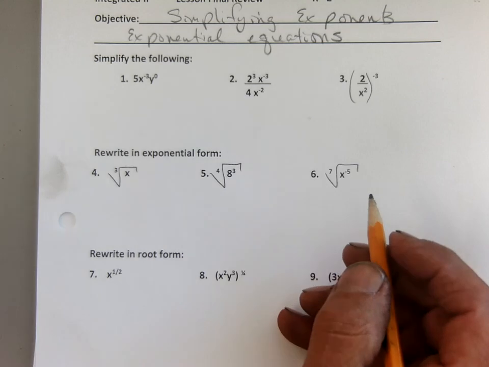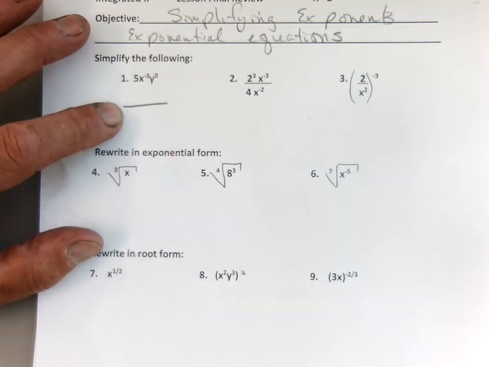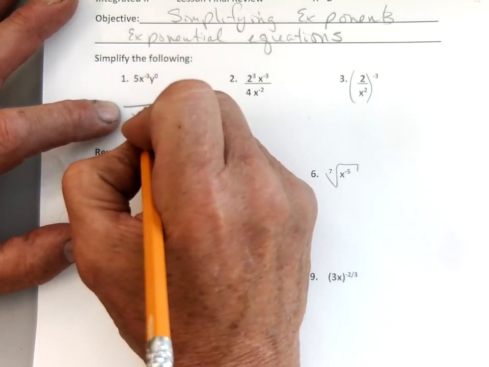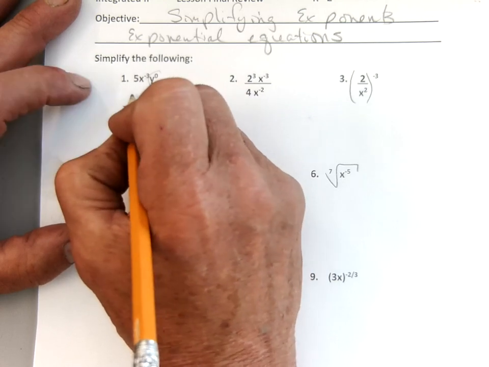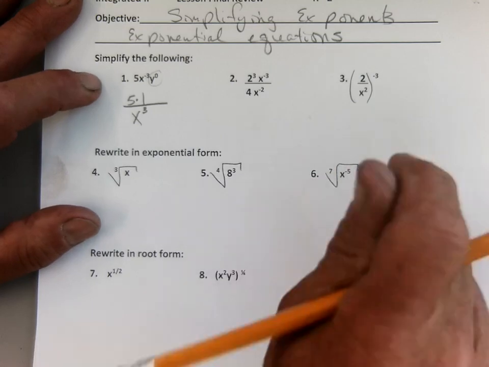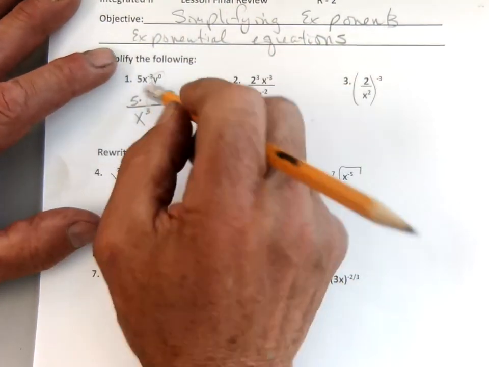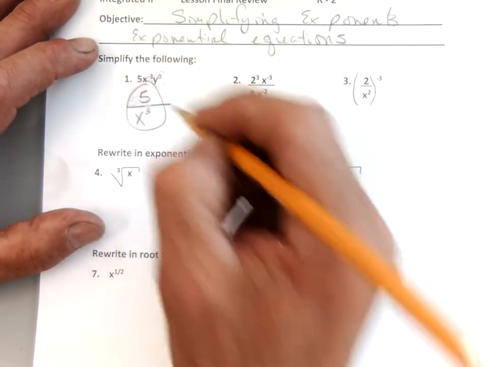Number one, 5. Well, I know if I get a negative exponent, first thing I have to do is think fraction. I remember that. So this x to the negative 3 comes down as x to the positive 3. Anything to the 0 power is 1, and you got this 5 still here. So you really got 5 times 1, which is really 5. So I don't really need the 1 at all. So the answer is just going to be 5 over x to the third.